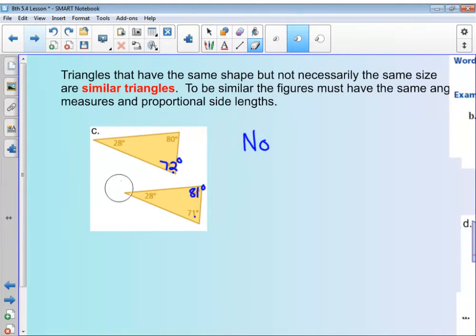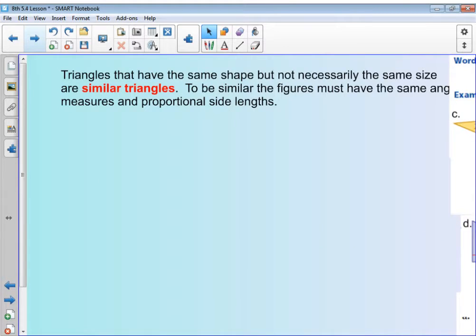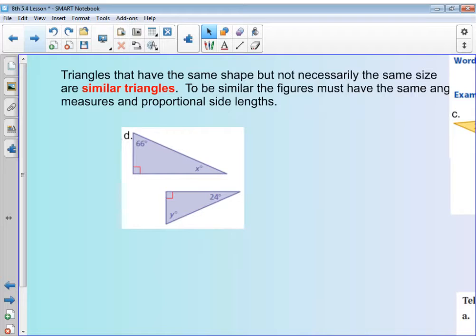Let's go ahead and try one more. In order for them to be similar, the angle measures have to be the same. Go ahead and try this one. Remember that the red corner means 90 degrees.